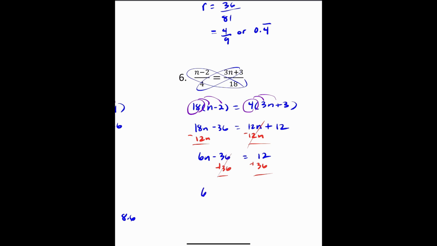So I have 6n equals 12 plus 36, that's 48. And then I can go ahead and divide both sides by 6. So n equals 48 divided by 6, that's 8, because 6 times 8 is 48. So n is equal to 8. Okay?